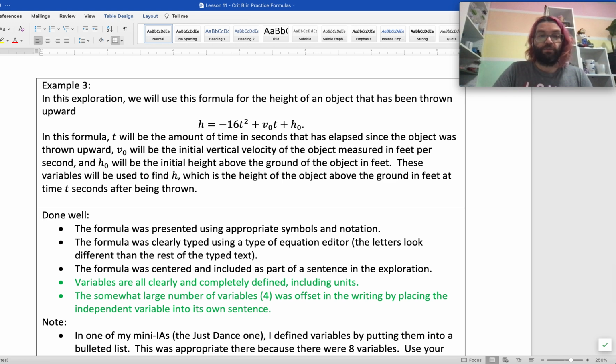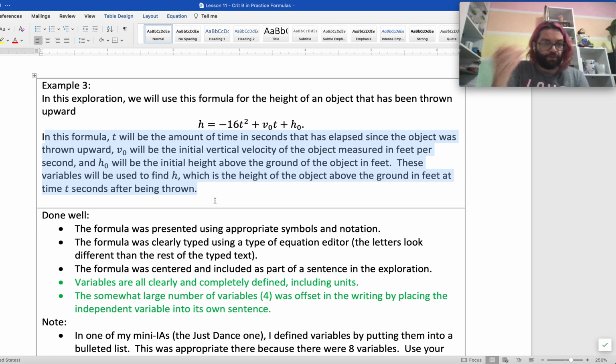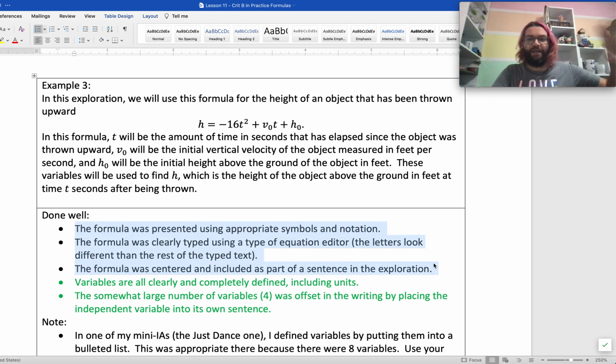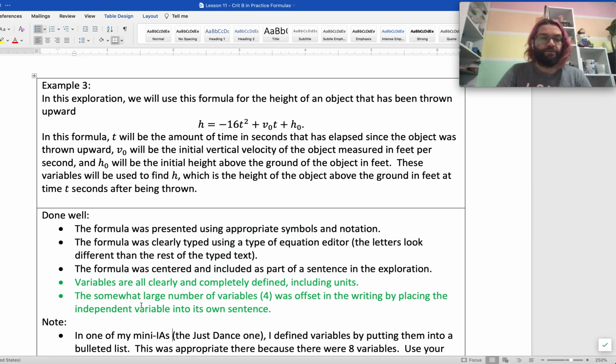So in this exploration, we'll use this formula, and then you can see here, take a moment to read the definition of those variables. If you need to, pause the video. You can see that I said, the fact that these are in black text means those are the same done well from before. Green is the new ones. So the variables are now clearly and completely defined, including units.